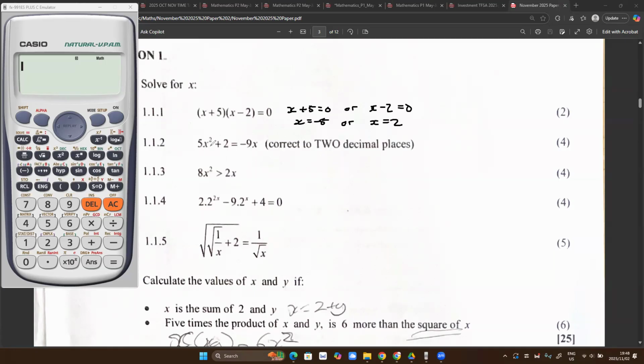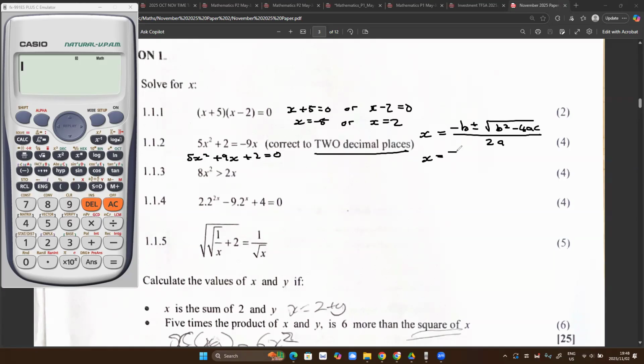Next question asks 5x² + 2 = -9x, correct to 2 decimal places. As soon as we see that, we know we have to use our quadratic formula. So x = (-b ± √(b² - 4ac)) / 2a. You can get this on the formula sheet at the bottom. We can now put in our values once we take the 9x across. So 5x² + 9x + 2 = 0.